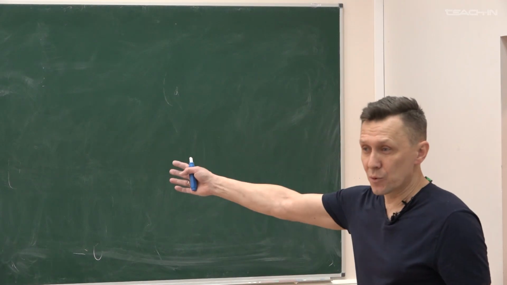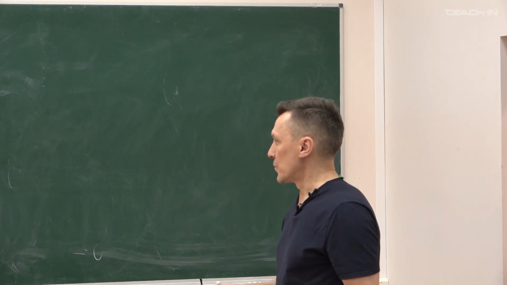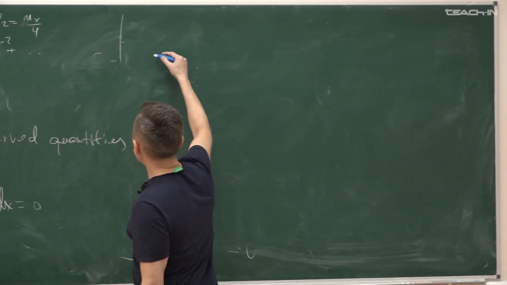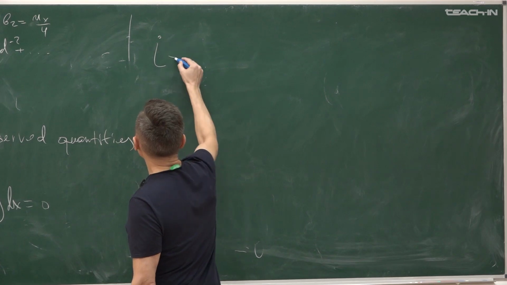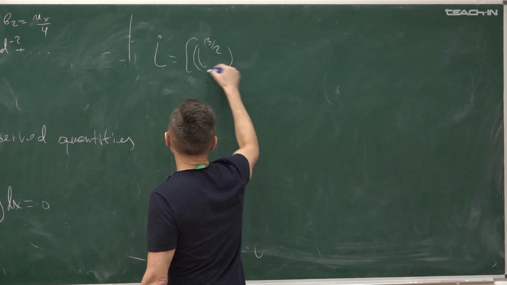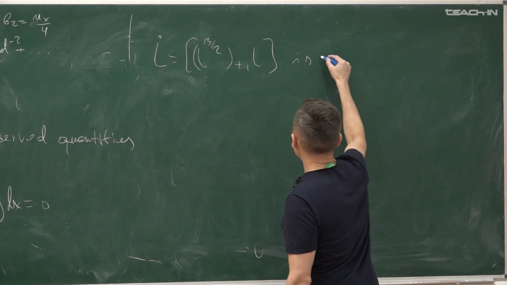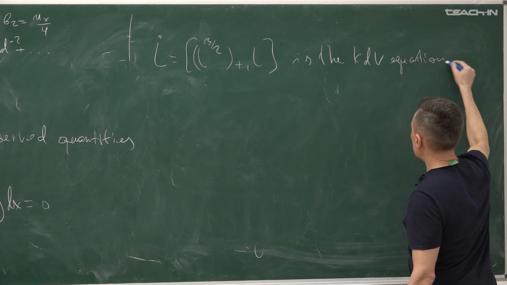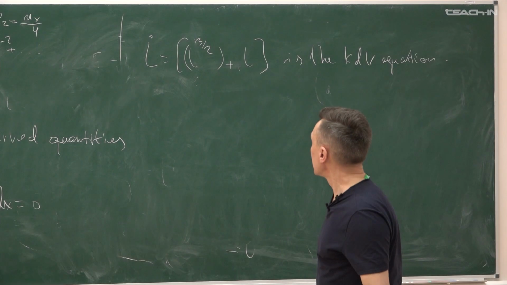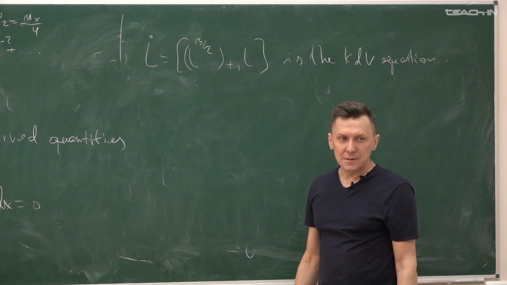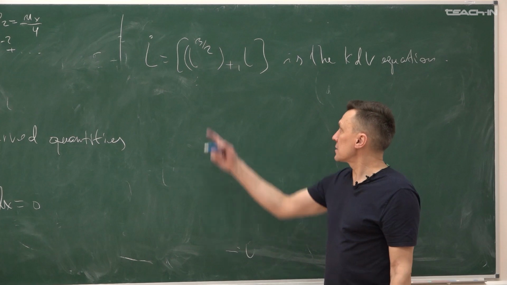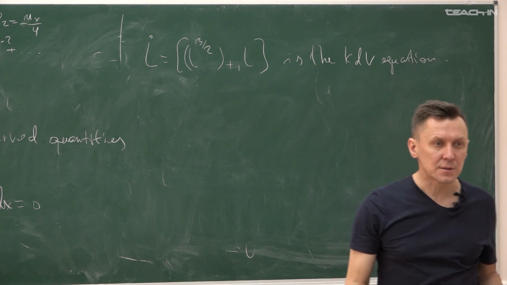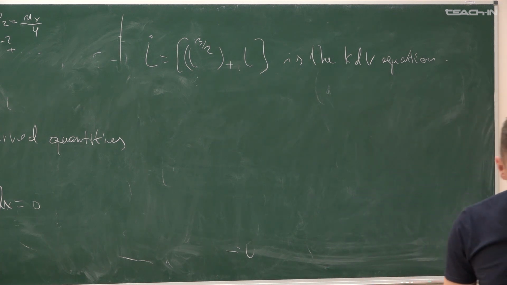Okay, I propose now to demonstrate that the first flow, L dot equals L to the 3/2 plus with L, is the KdV equation. Let us do it now. So the idea is to say that this equation is equivalent to the KdV equation. Maybe I can give it a try. Please try.